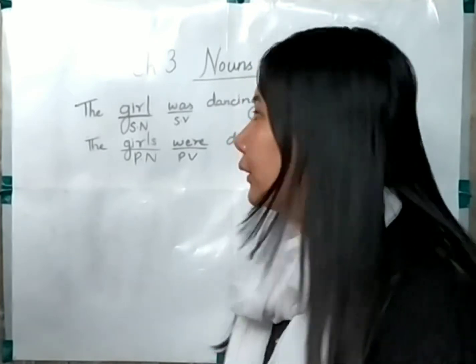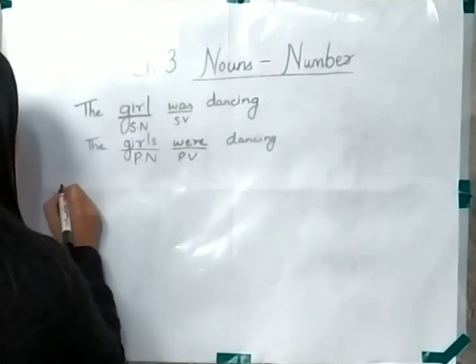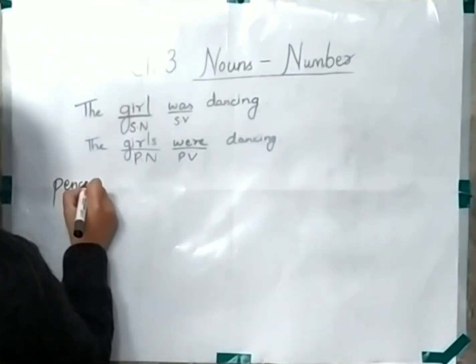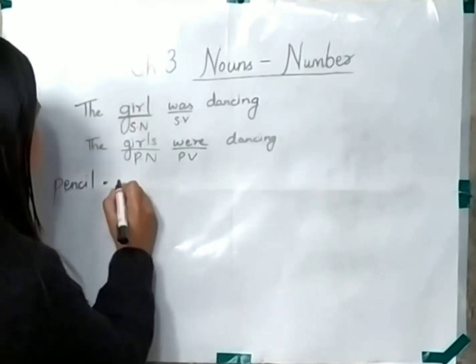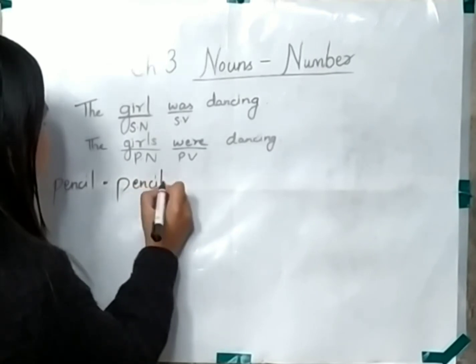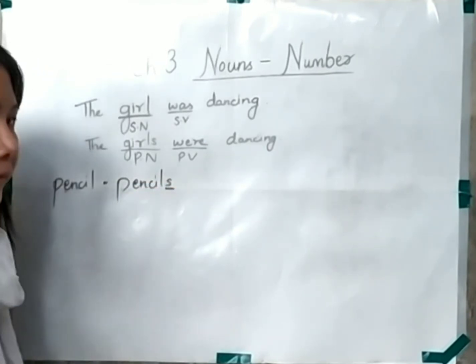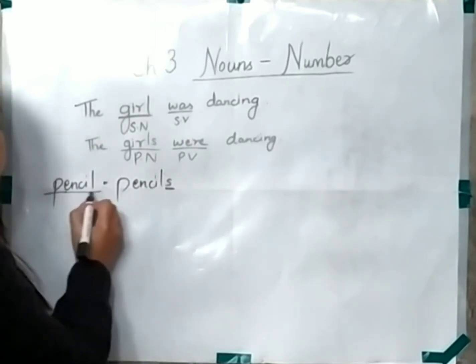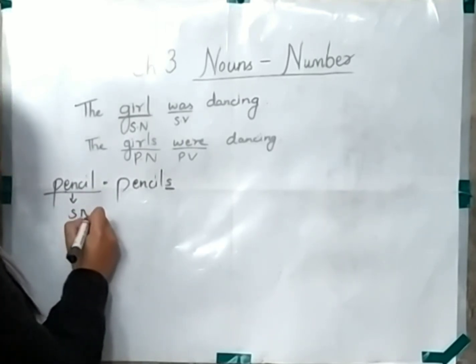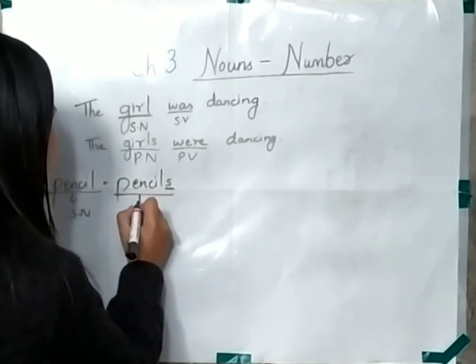We usually add s to a singular noun to make it plural. Yes, that is true. Usually we add the letter s behind it in order to form its plural. Now let's take an example. If I write the word pencil, how do we make its plural? We make it plural by simply adding the letter s behind it. This was a singular noun, and we change it to a plural noun.